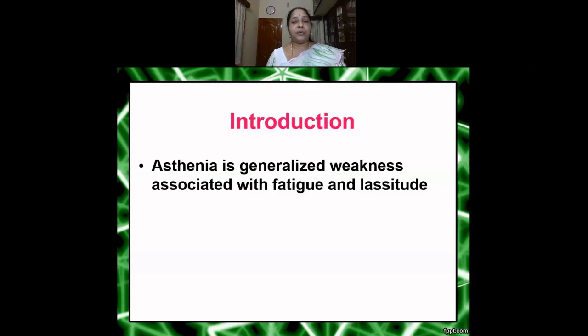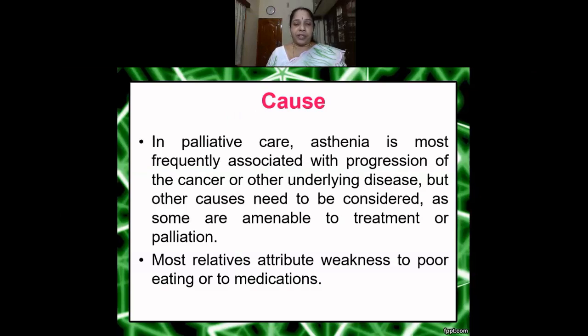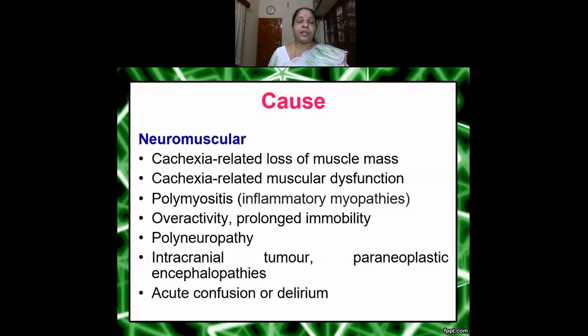Asthenia is the generalized weakness present among the patients, and it is associated with fatigue and lassitude. Lassitude means lack of energy or strength. Causes. In palliative care, asthenia is most frequently associated with progression of cancer or any other underlying disease. But other causes need to be considered, as some are amenable to treatment or palliation. Most relatives attribute weakness to poor eating or due to medications. So the general weakness among the patients has various causes.